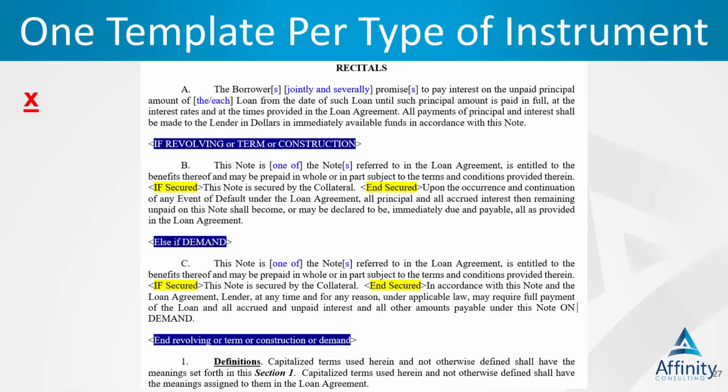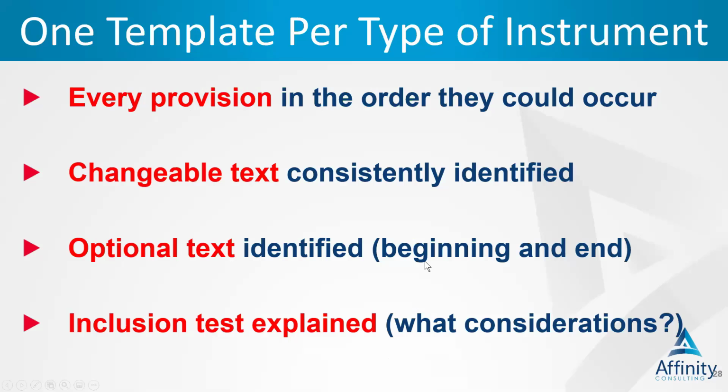I believe so strongly that this cannot be overcome that I don't even try. The only way to deal with that is to combine everything into one template. If you do that, then the common language is only in there one time, so there's no way it could be different, because it's only present in a single place in the entire template. So what you want is every provision in the order it could occur, with changeable text consistently identified so you can do a global search and replace.